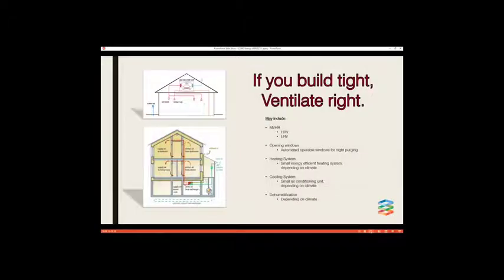If we're going to build Passive House, we're going to ventilate it correctly. So you may have any combination of any of these elements here. You could have an MVHR, you could open your windows. You may have a heating system that may range from a heated towel rail, using a hairdryer, possibly a small heater, small kilowatts, okay? A very small cooling system depending on climate, and depending on climate again, dehumidification.